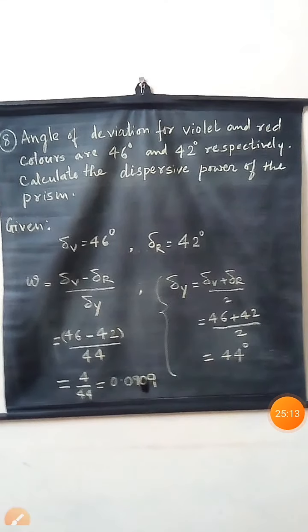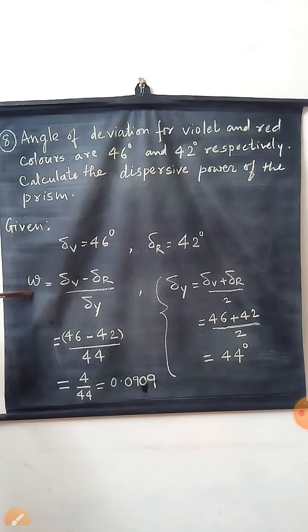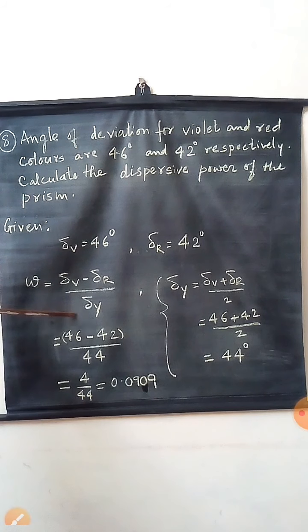The next problem. Angles of deviation for violet and red colors are 46 degrees and 42 degrees respectively. Calculate the dispersive power of the prism. So you are given angles of deviation for violet and red colors. Write down the given data. Delta V is equal to 46 degrees and delta R is equal to 42 degrees. Again using the same formula for dispersive power, omega is equal to delta V minus delta R, the angular dispersion, upon delta Y, which is the mean deviation.